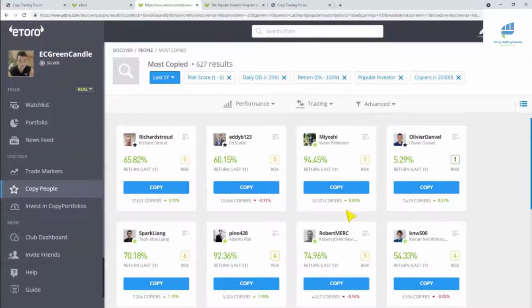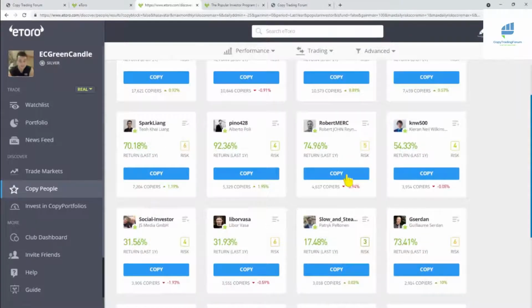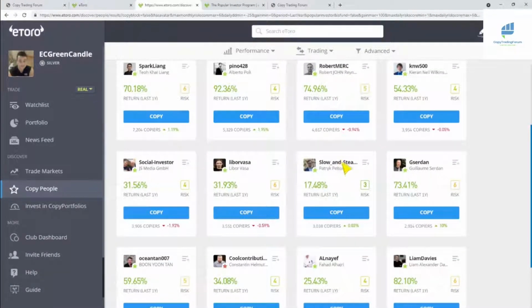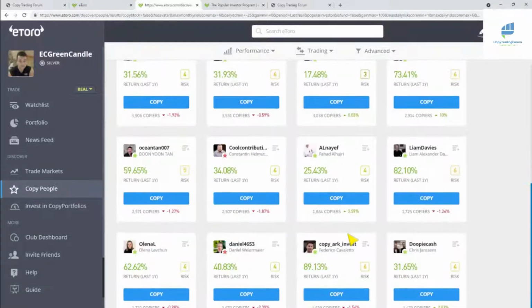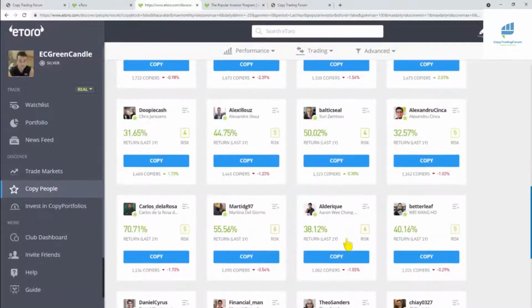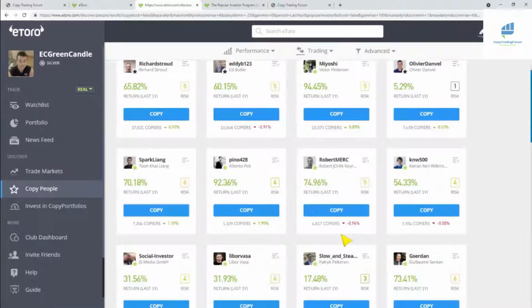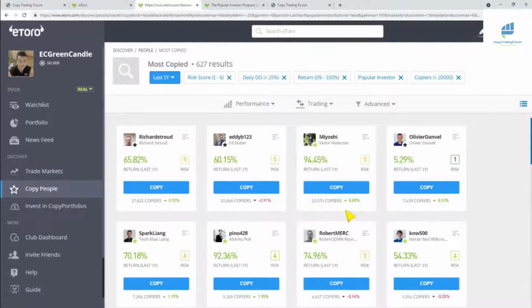Okay, you can see here people with over 10,000 copiers, 7,000. You can see here, let's see, Slow and Steady is very popular on this platform. He's got 3,000 followers there. So you can go through all of these here, and then you can click in and see any of their stats. Okay, so let's click in here.